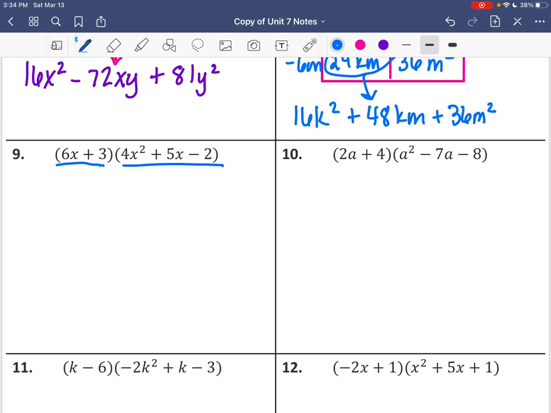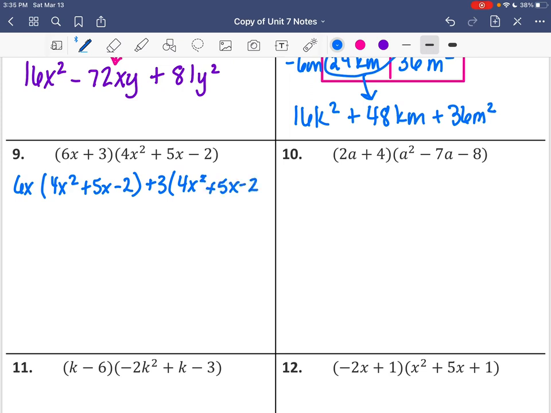It is very important that if you do this double distribution, that you start with the binomial. It needs to be the one you split, and then you're going to leave the trinomial in the parentheses for the multiplication and distribution part. So I'm going to have 6x times 4x squared plus 5x minus 2. And you've got to be careful because this takes up a lot of room. So now I'm going to split and do the 3 times 4x squared plus 5x minus 2.